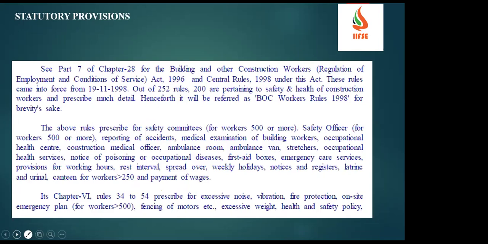Now we'll see some of the statutory provisions with respect to this construction industry. If you see Section 7 of Chapter 28, Building and Other Construction Workers Regulations 1996, and also the Central Rules 1998, they are talking about the requirement of health and safety for construction workers, and where there are 500 workers or more, a safety officer is required. They also talk about latrine and urinal facilities, where there are more than 250 workers, which have to be provided. If it comes to industries, a minimum of 1,000 people means they have to have a safety officer. For every increment of 500, you have to add an additional safety person.